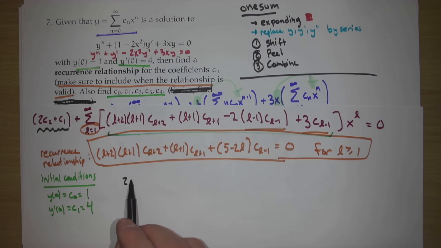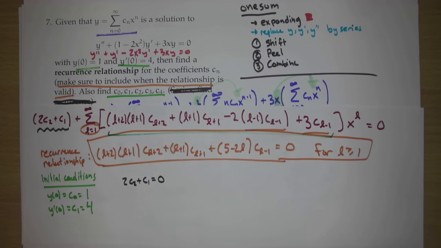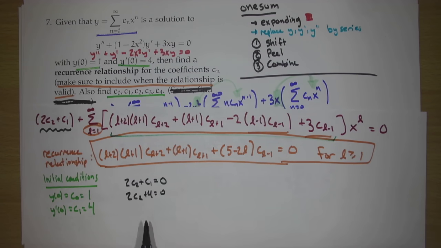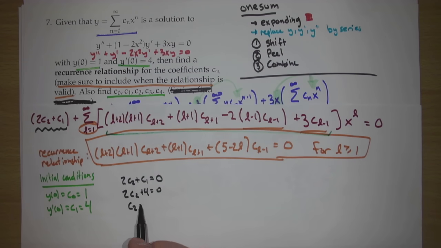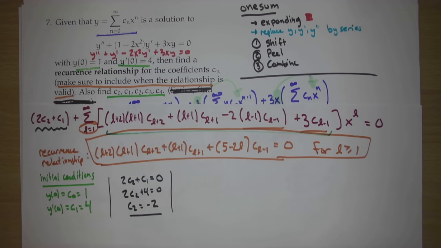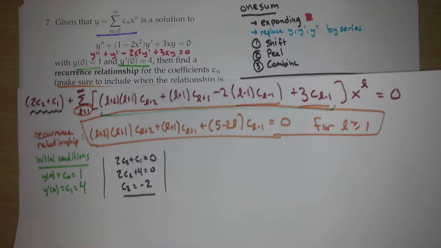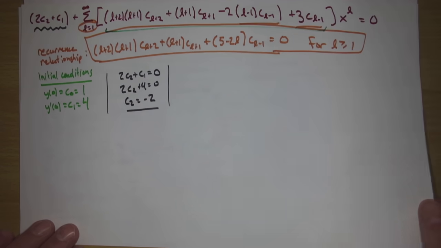So we know that 2c2 plus c1 equals 0. But do we know anything about c1? Yeah, we know c1 is 4. So 2c2 plus 4 equals 0. So what's c2? Negative 2. All right. We're now up to 3 coefficients. And we don't need to see that. We can move this up.